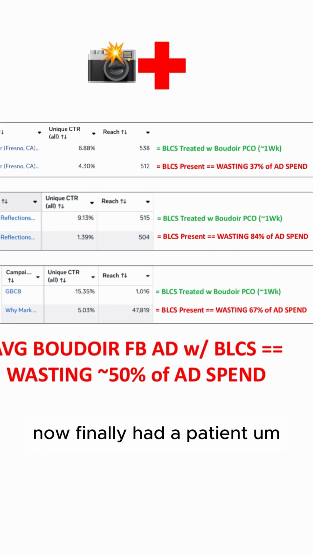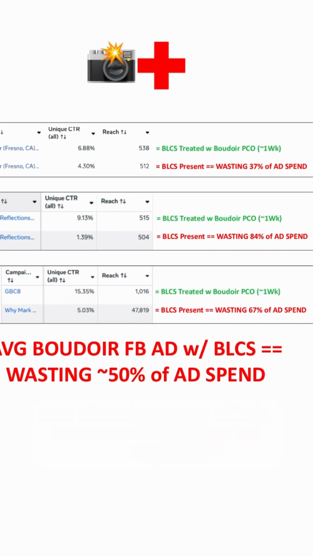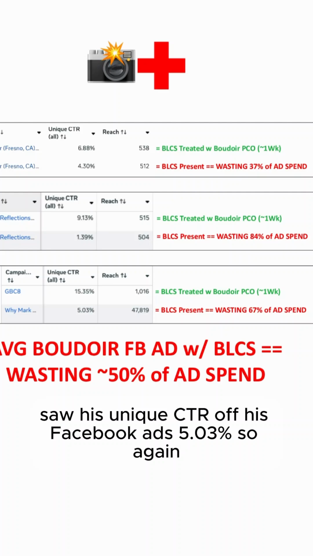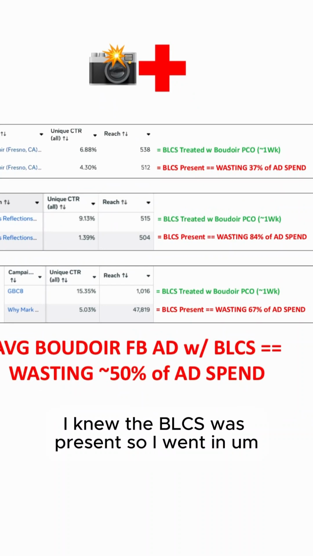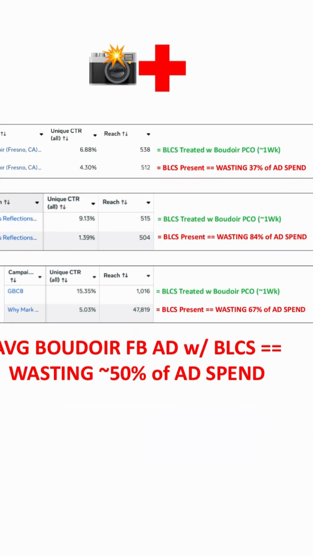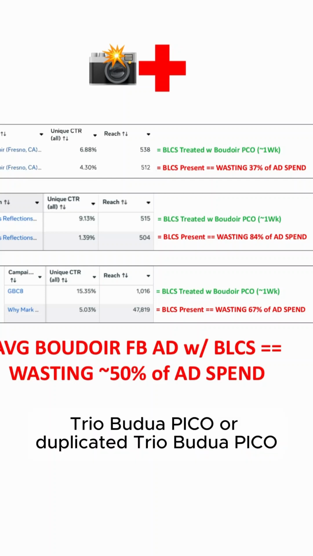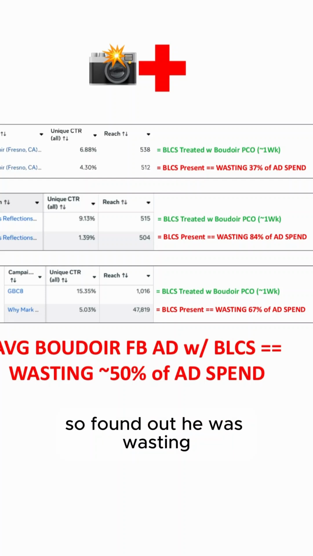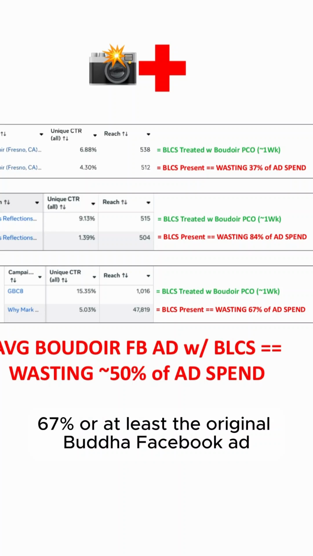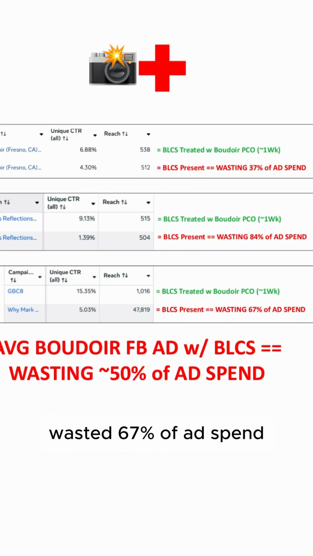Now, I finally had a patient whose unique CTR on his Facebook ad was 5.03%. So again, I knew the BLCS was present. So I went in, duplicated the ad, treated it with Boudoir Pico, took about a week, and got his unique CTR up to 15.35%. So I found out the original Boudoir Facebook ad was wasting 67% of ad spend.